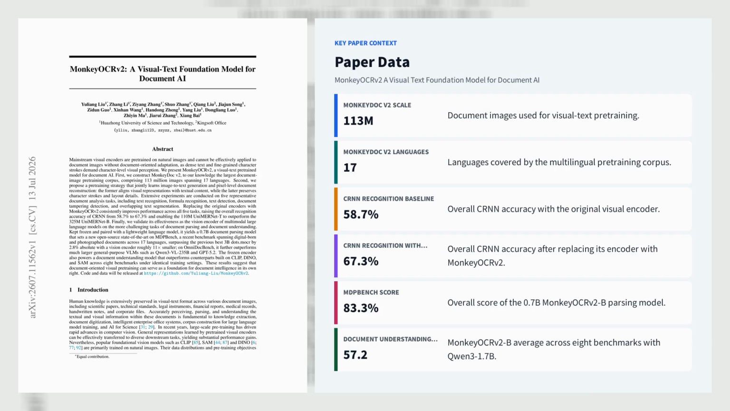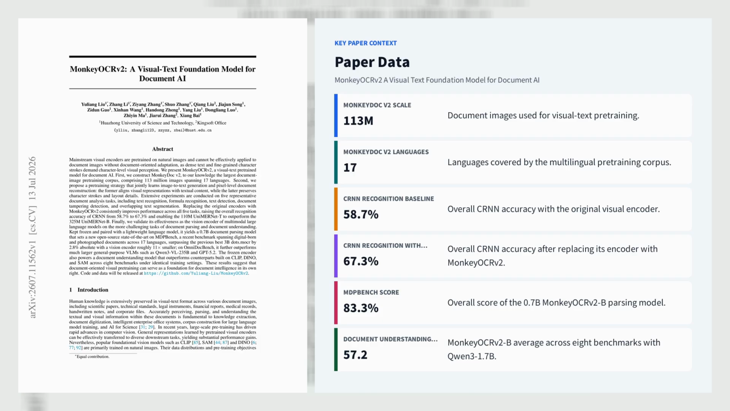Frozen and paired with Qwen3-0.6B, its 0.7B parsing model reaches 83.3% on multilingual MDP-Bench, up from 80.5% for the 3B dots.ocr. Using a roughly 0.1B vision encoder on OmniDocBench, it outperforms much larger systems, including Qwen3-VL 235B and OpenAI's GPT-5.2, although specialized parsers remain stronger there.